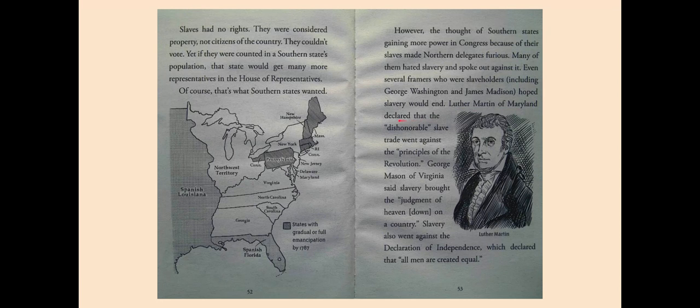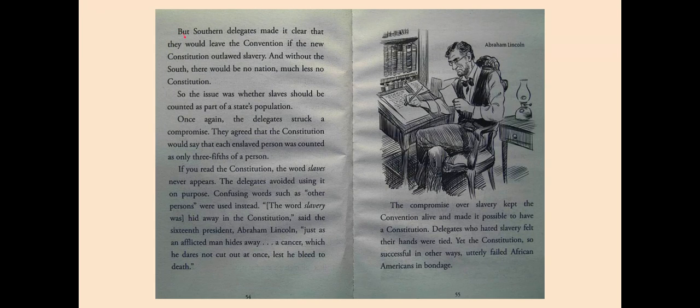Luther Martin of Maryland declared that the dishonorable slave trade went against the principles of the Revolution. George Mason of Virginia said, "Slavery brought the judgment of heaven down on a country." Slavery also went against the Declaration of Independence, which declared that all men are created equal. But Southern delegates made it clear that they would leave the convention if the new Constitution outlawed slavery. And without the South, there would be no nation, much less no Constitution.